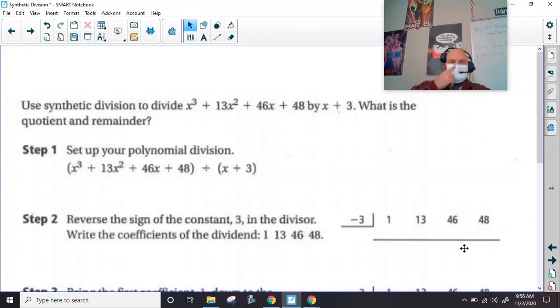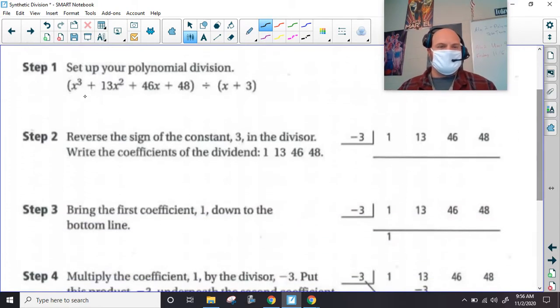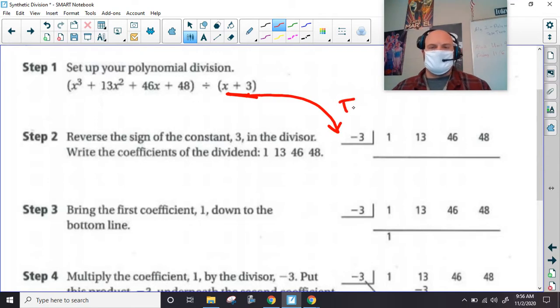All right, so today with synthetic division, we're going to step through this handout and I'm going to tell you where some of the biggest mistakes are and things like this. Now, normally you see the problem like this right here, okay? Here's the big thing that you need to know. This right here goes in what I like to call the timeout box.